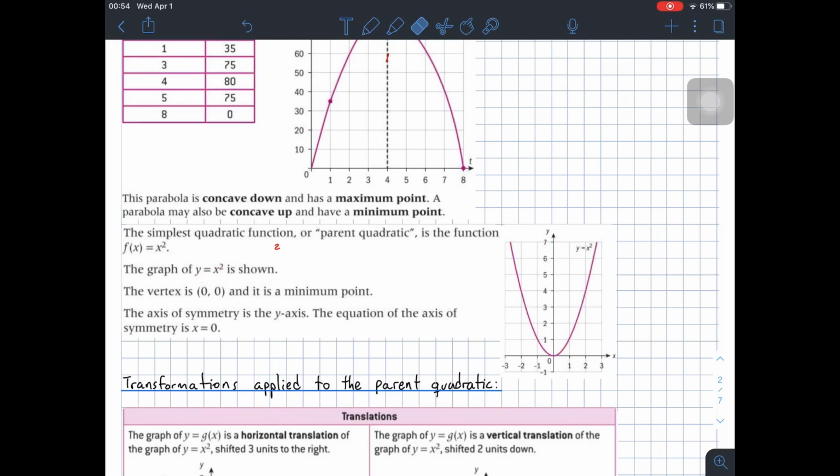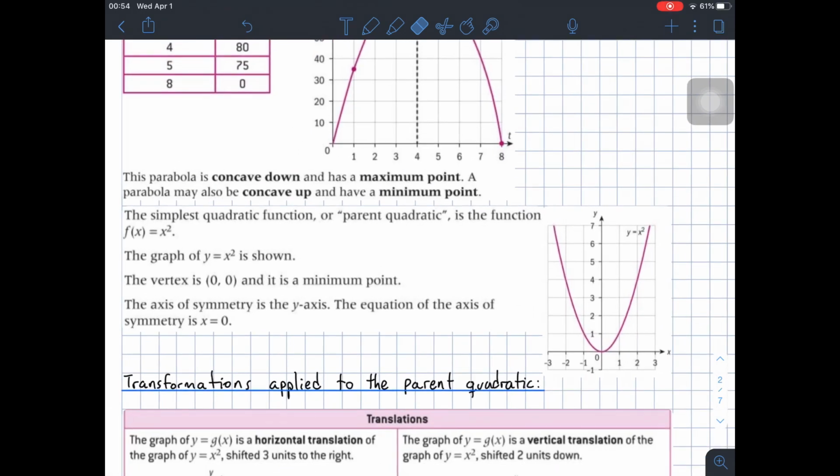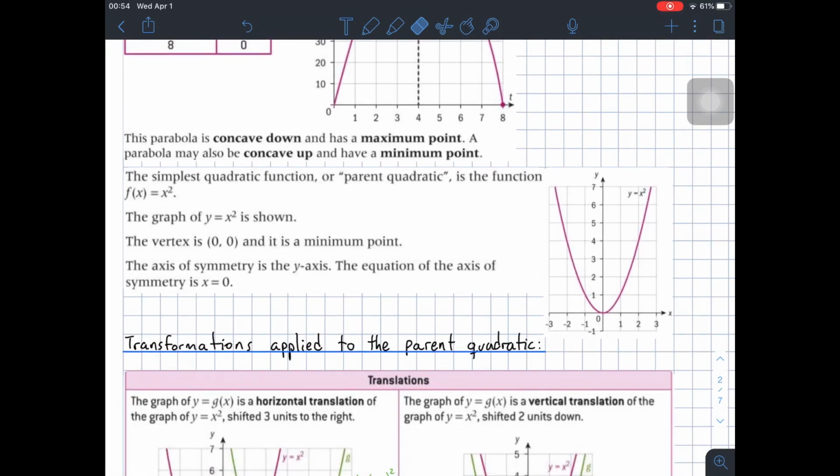Okay, so the vertex is 0, 0, and it is a minimum point, and the axis of symmetry, if you see, is the y-axis for the parent quadratic. The equation of the axis of symmetry is x equals 0. Remember, when we want to write the equation of a vertical line, it's always x equals something, x equals b, for example. But in this case, since we're crossing through the y-axis, this corresponds to x equals 0. Okay? So that's the parent quadratic.